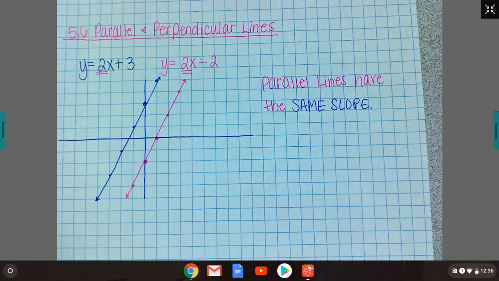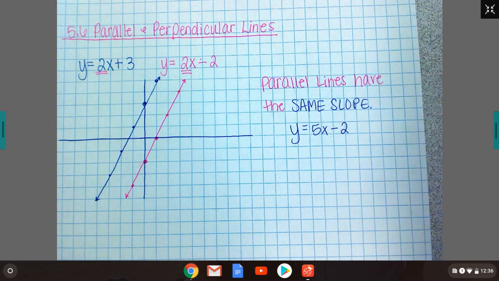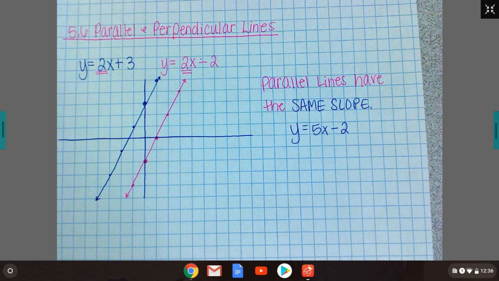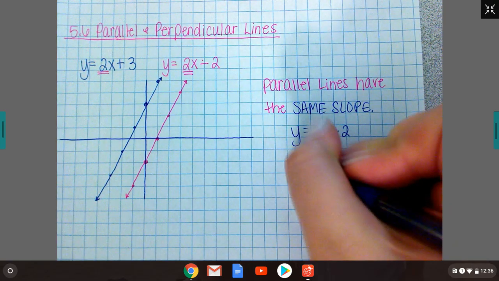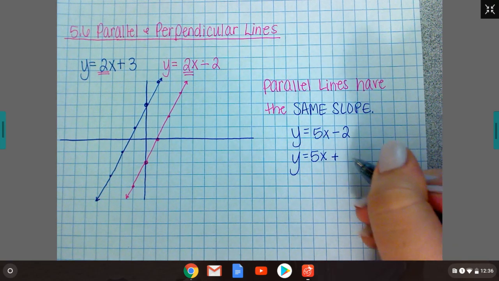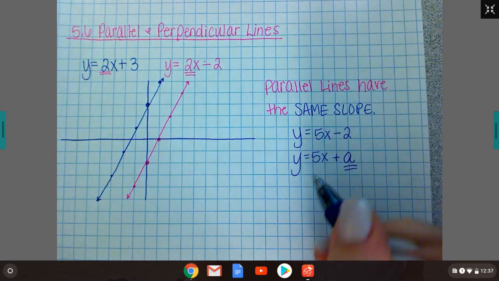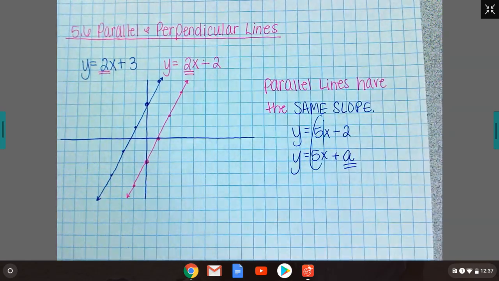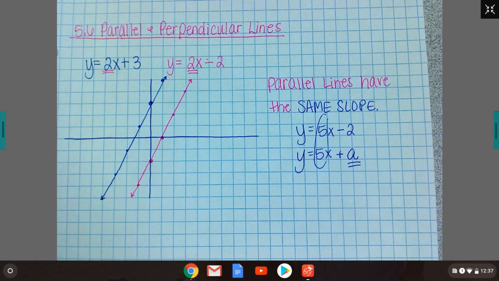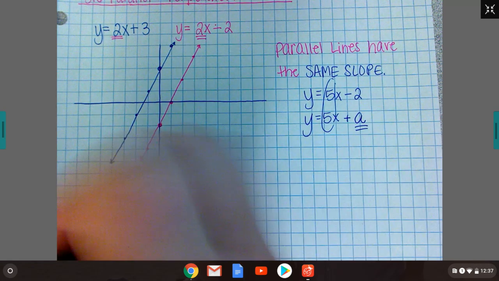So for example, if I gave you the line y equals 5x minus 2, and I said find any line parallel to that, you just have to pick a line where the slope is 5, and you could have anything here, literally anything could go in that spot. As long as these match, then you're good and you've got a parallel line. Let's do a different type of example next, kind of like what we did in our Desmos activity.